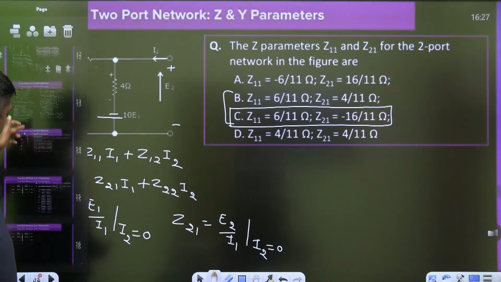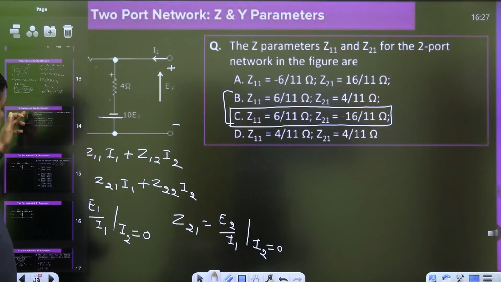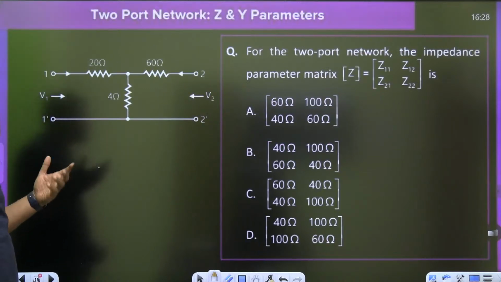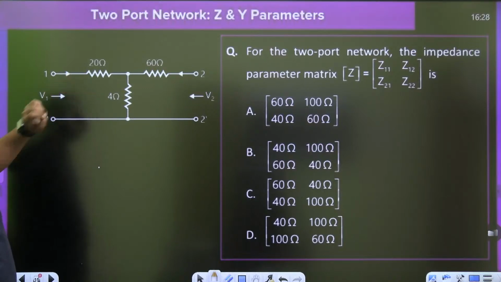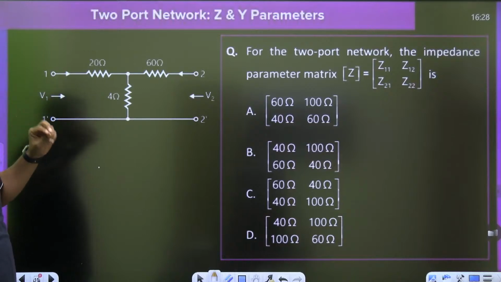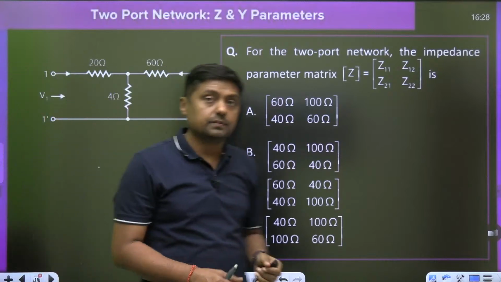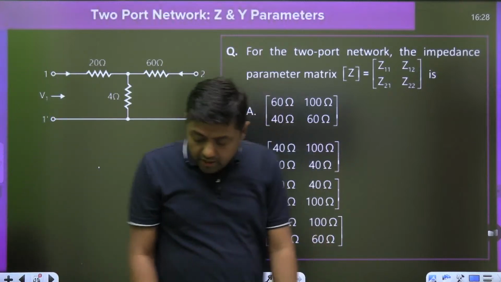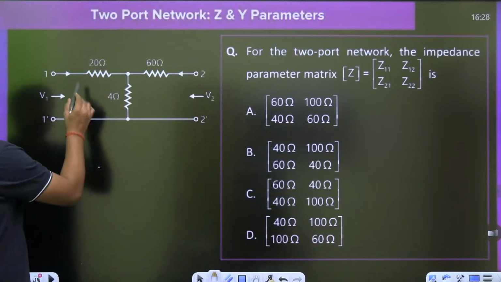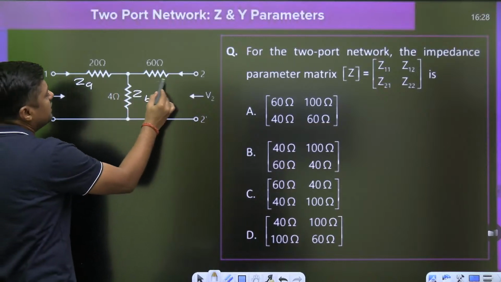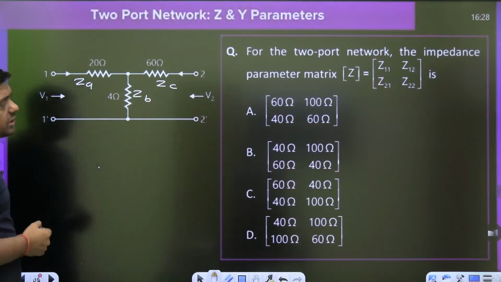Now let us come to the network, which is a T network. If you want to represent the Z parameters, then it is a T network. It is a standard network for Z parameters. For the two-port network, what is the impedance parameter if it is a T network? For the T network we have the standard answer. If this is ZA, ZB, ZC, what is the Z parameter?